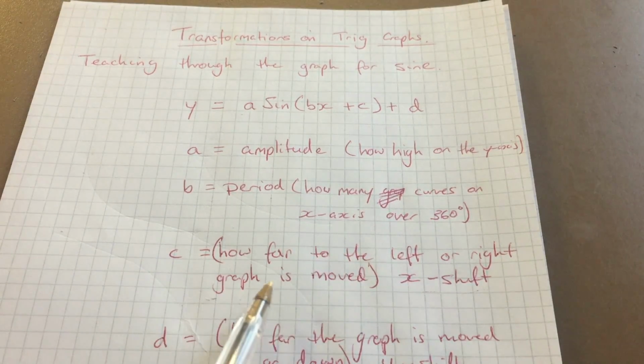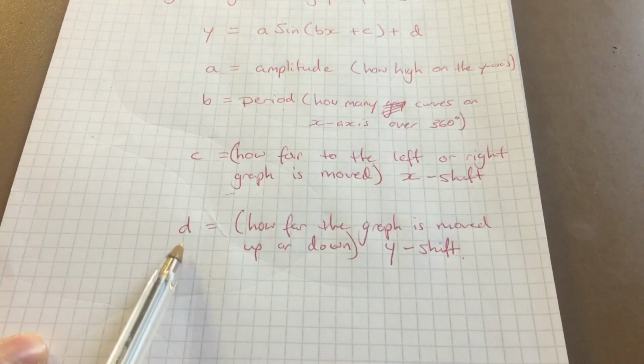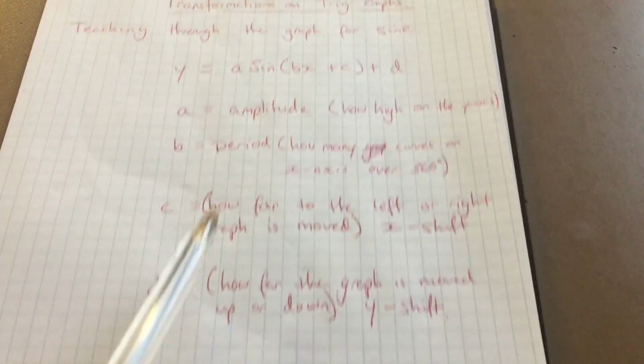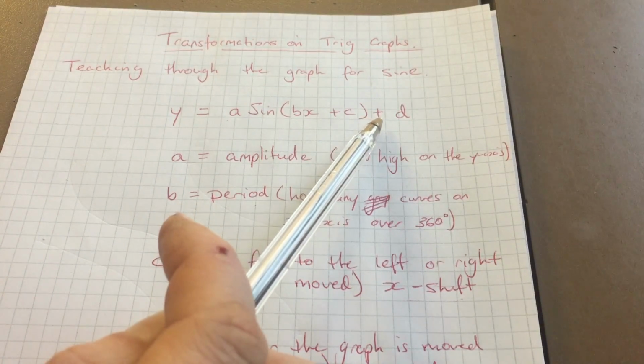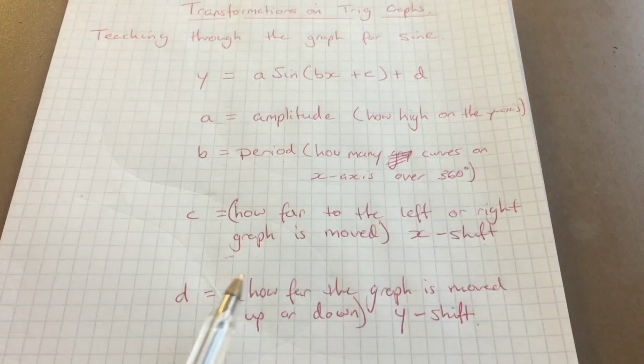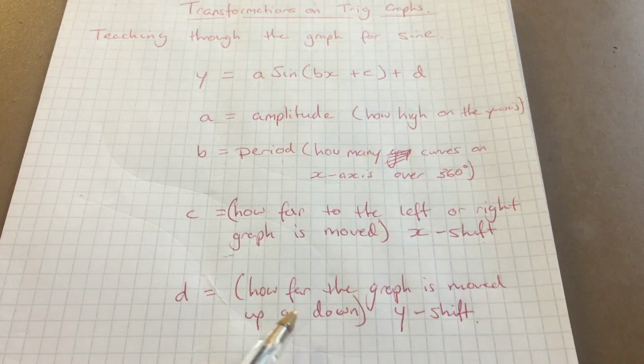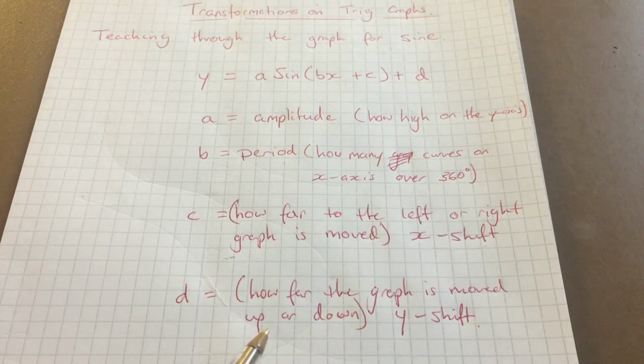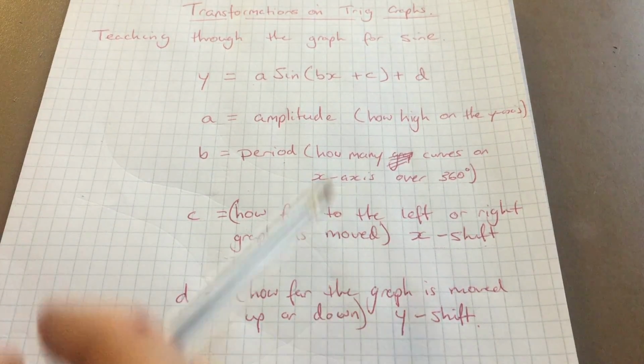That's normally where people have the most challenge. And then finally, we have the value D. Notice it's not associated with the x term, it's outside the brackets, and it's how far the graph is moved up or down on the y-axis. It's called the y shift, up and down.